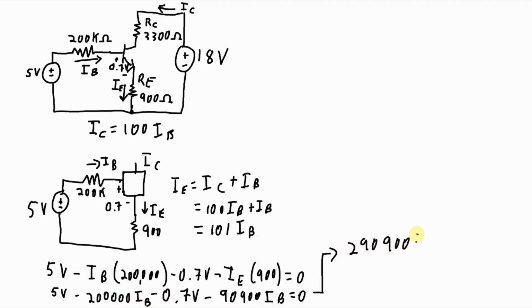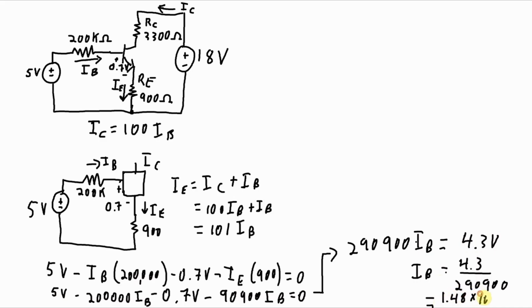290,900 IB is equal to, well, 5 minus 0.7, so 4.3. So that means IB is 4.3 over 290,900. And that works out to 1.48 times 10 to the minus 5 amps. Okay, so we've got an IB value.